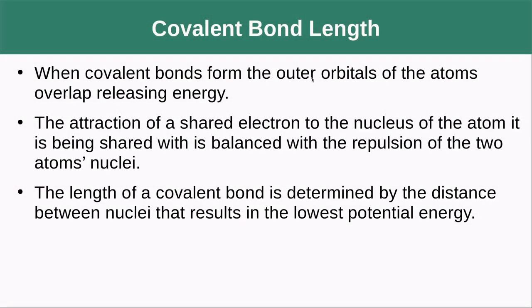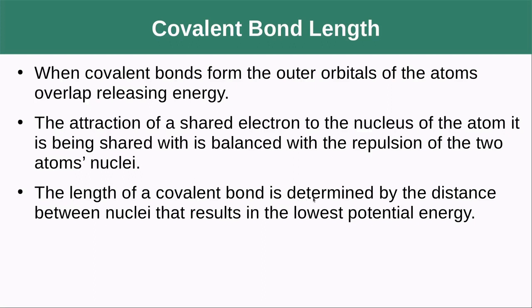When covalent bonds form, the outer orbitals of the atoms overlap, and this is going to release energy. The attraction of a shared electron to the nucleus of the atom it is being shared with is balanced with the repulsion of the two atoms' nuclei. So the two nuclei are positively charged. They want to repel each other, but we also have energy being released when these orbital overlaps start happening and they start sharing these electrons. So there's a sweet spot between them where they're not repelling each other too much, but they're still getting the benefit of this energy that's released.